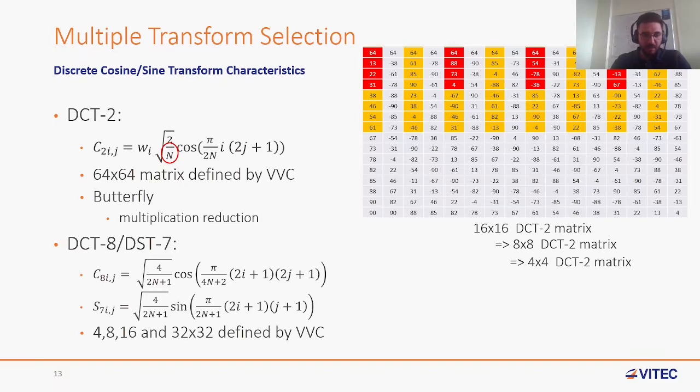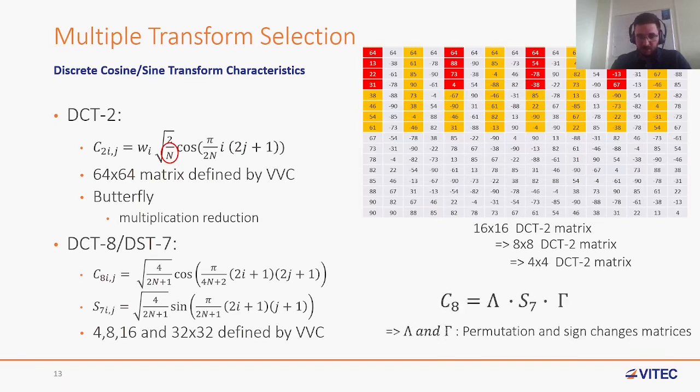The DCT8 and DST7, on the other hand, do not have any specific features like the decomposition of the DCT2 and the butterfly, but they have a specific relationship between the DCT8 and DST7 that allows the deduction of one from the other by using simple permutation and sign change matrices. The VVC in this case defines all matrices from 4 by 4 to 32 by 32 for the two transform types.